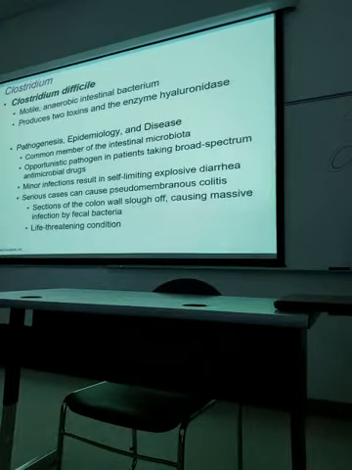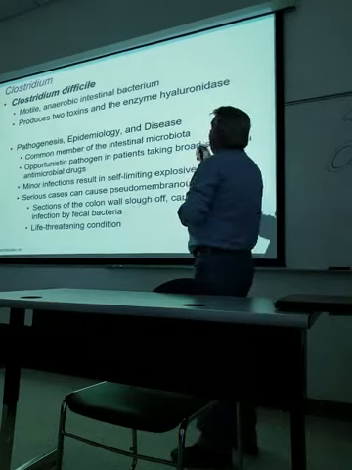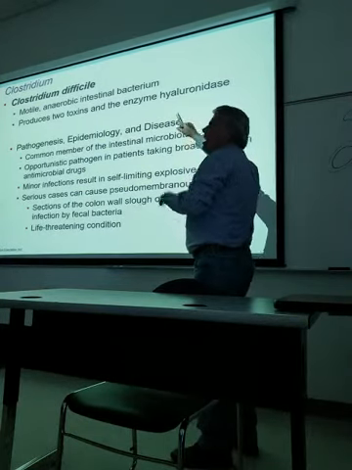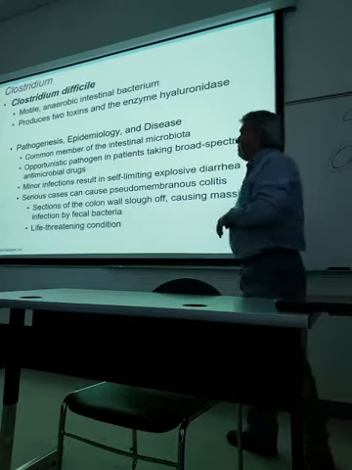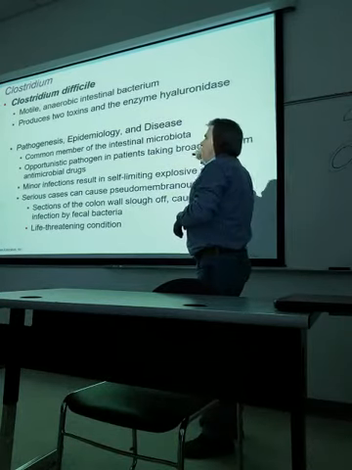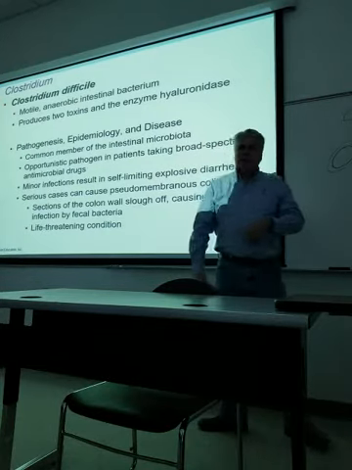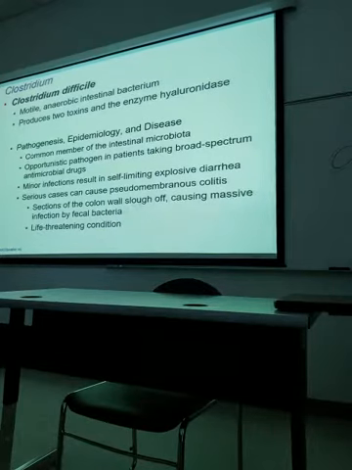All right, C. diff. You guys will come across this, I guarantee. Motile anaerobic intestinal bacteria produce two toxins and hyaluronidase. It's a common member of the intestinal tract. As far as I know, everybody has it. I don't know of anybody that doesn't, okay? It's an opportunistic pathogen taking what? Broad-spectrum antimicrobial drugs, so you knock down that competition. It's always there, so it's going to be a secondary infection or a superinfection.